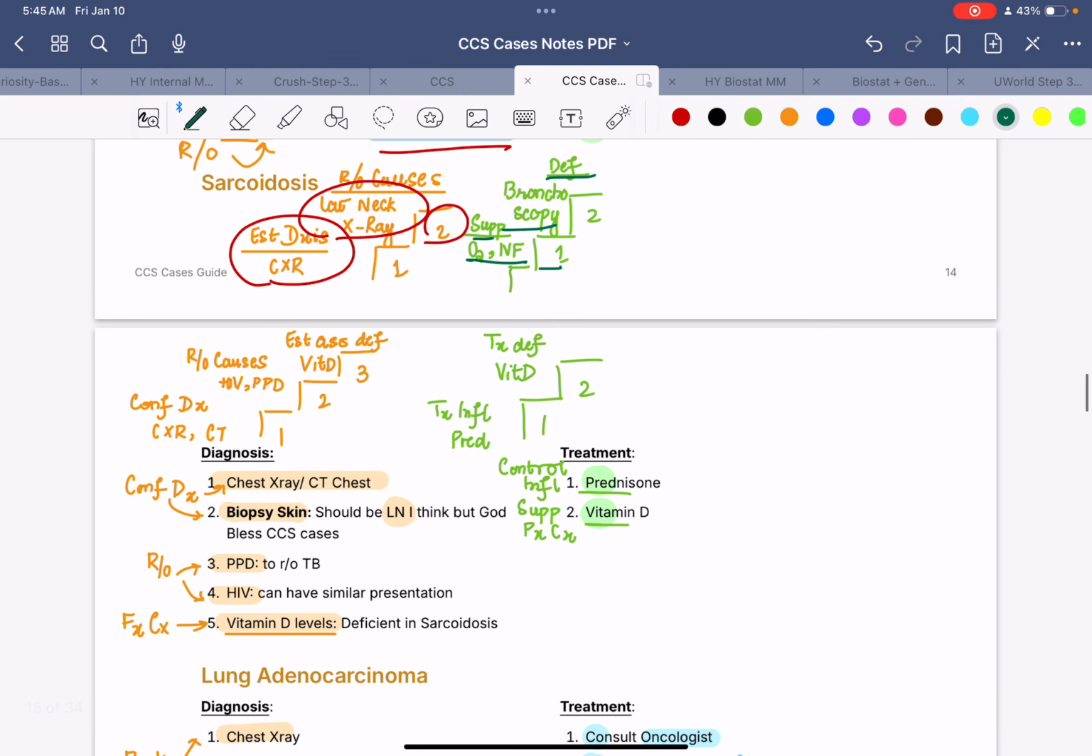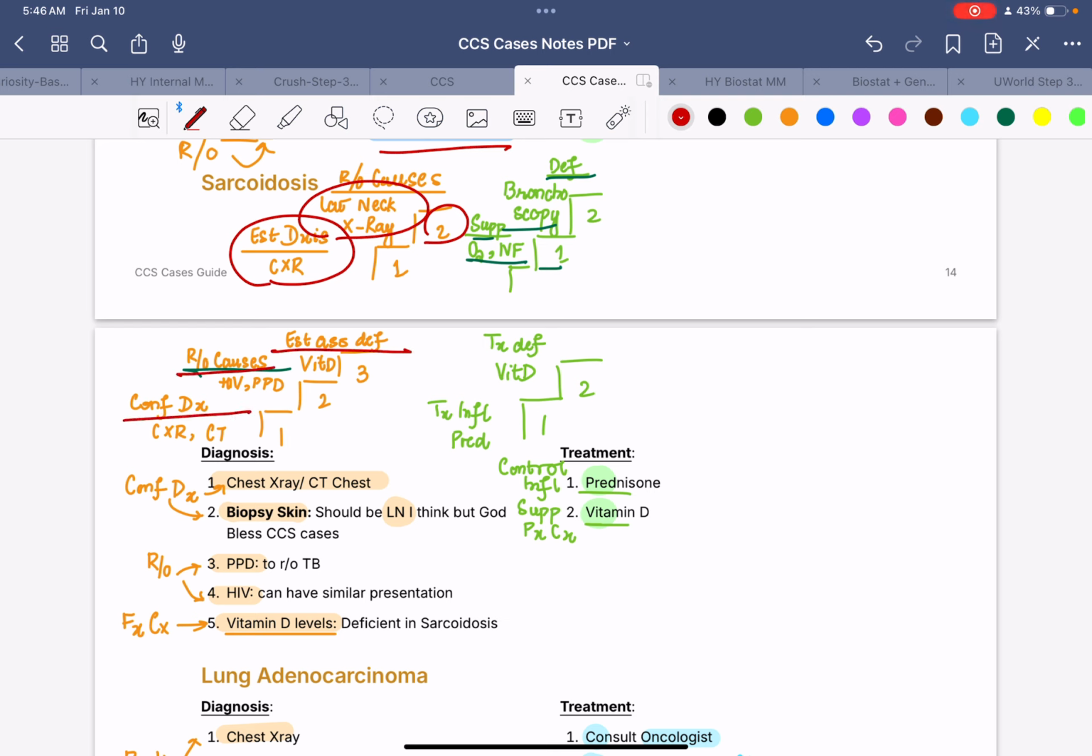Next on, we have sarcoidosis. So for sarcoidosis diagnosis, we have 3 steps. First, we are going to establish the radiological diagnosis, as well as the histopathological diagnosis. Next on, we can rule out certain other causes that can mimic sarcoidosis, such as HIV and TB. And thirdly, we will establish the associated deficiency, which is vitamin D deficiency, right?